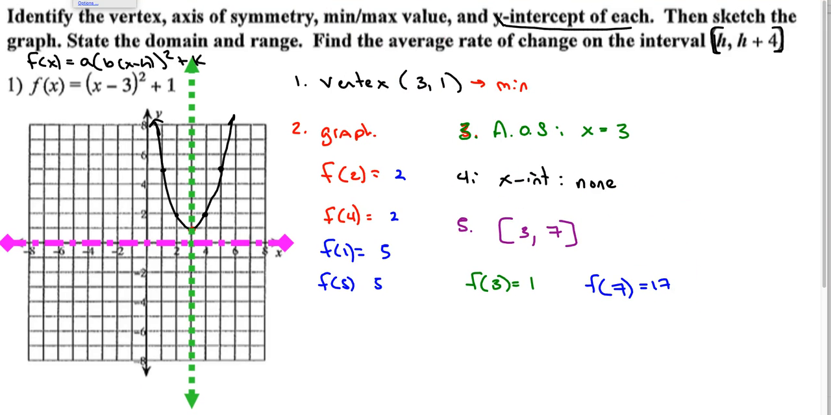Beautiful. Now we have my x1, y1, and we have x2, y2. Let's find our slope here. M equals 17 minus 1 over 7 minus 3. 17 minus 1 is 16, 16 over 4. And our average rate of change on the interval 3, 7 is equal to 4.